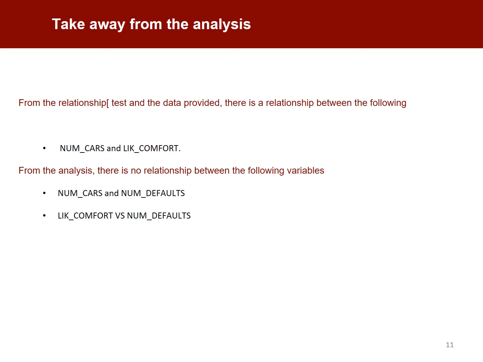By analyzing all the chi-tests provided, there is a relationship between the following: number of cards and comfort. And then we also see there's no relationship between the following: the number of cards and the number of defaults. And we also see there's no relationship between comfort and the number of defaults. So in this analysis, we see that we are able to link data together and not link data together.